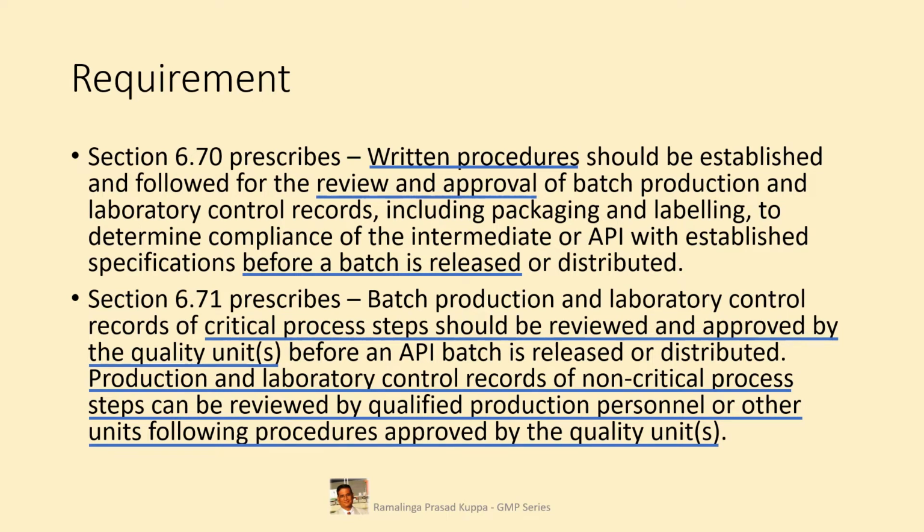Section 6.71 is tricky. There is a clause on flexibility of the data for review. Only the critical data should be reviewed by quality units. Other data could be reviewed by another section. This system of review should also be approved by the quality units. But it is very important that there should be clarity on the classification of critical steps and non-critical steps.